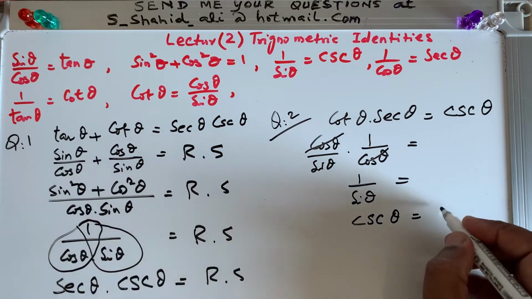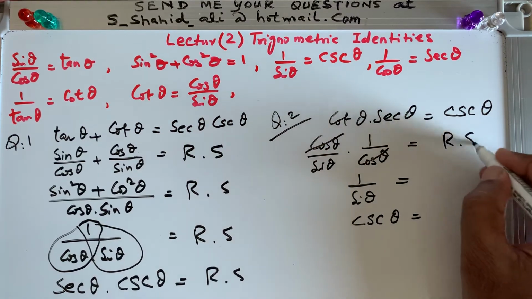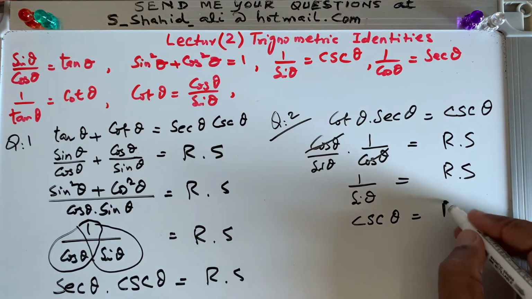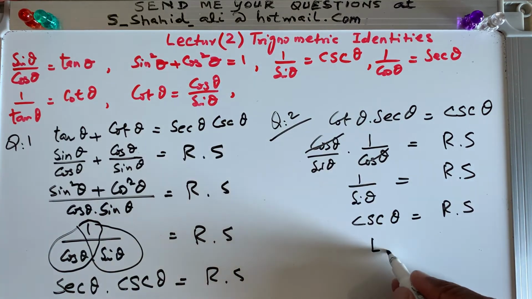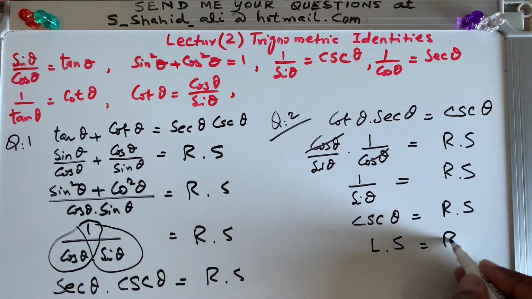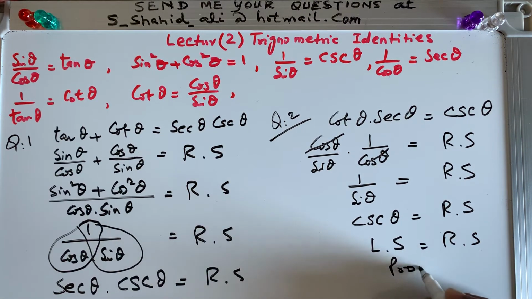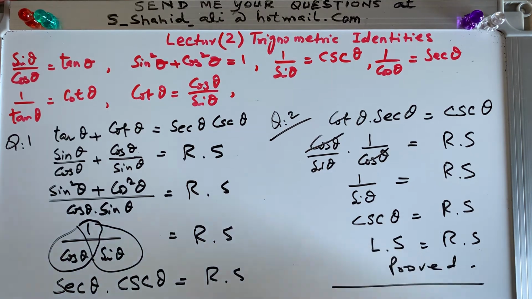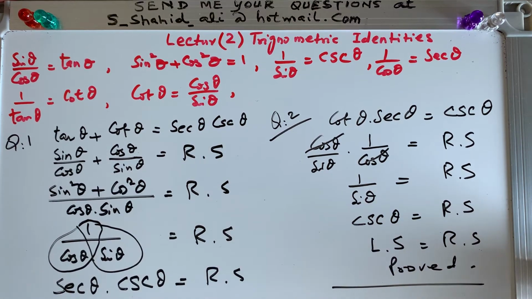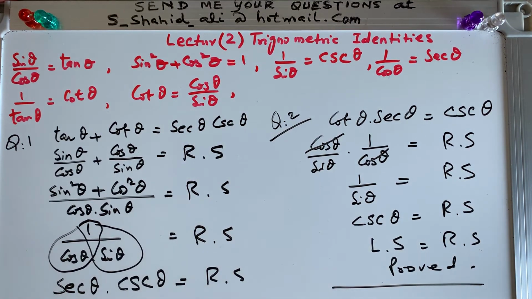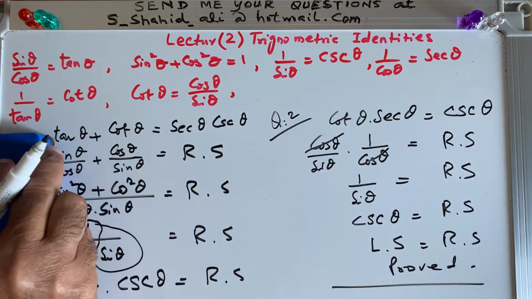So that means this is my right hand side. So my left hand side is equal to right hand side. So we proved that, okay, right? We can make several questions like this for practice so that we know what trigonometric identity we have to use. Now we move on to the other question.